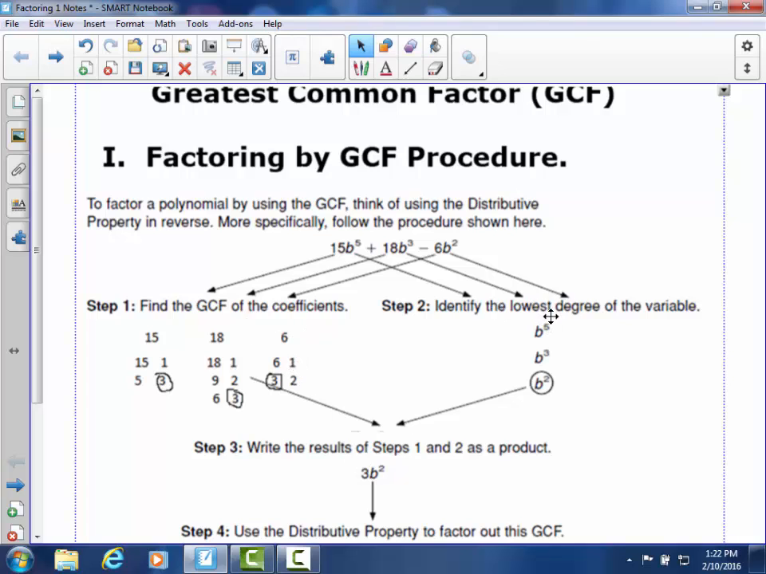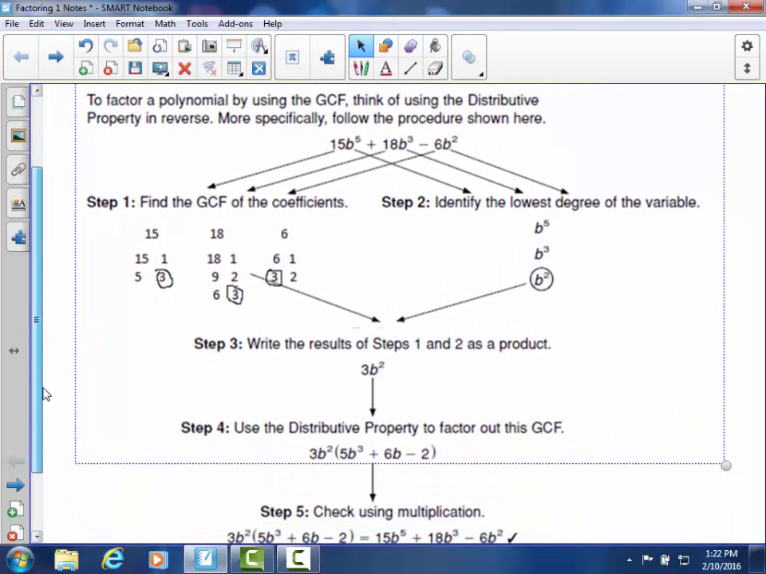Then we look over here, the variables were b to the 5th, b to the 3rd, and b squared. So we choose the lowest degree, which would be b to the 2nd, and we write it down. So 3b squared is the GCF of 15b to the 5th plus 18b to the 3rd minus 6b squared. Okay, so step 1, identify the GCF. Okay, step 2 is to actually factor it out.